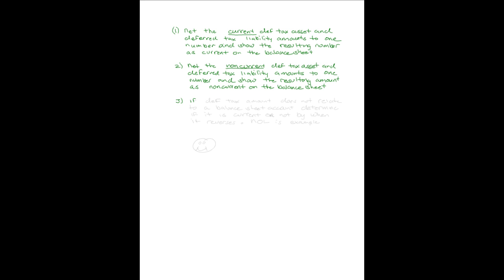If you have a deferred tax amount that does not relate to a balance sheet account, determine if it's current or not by when it's going to reverse. A net operating loss is a good example. It doesn't have a balance sheet account that it relates to. It's just an amount that's going to carry forward your deferred tax asset account to the future. Part of it will probably be current and used next year, hopefully, and the rest would be non-current.